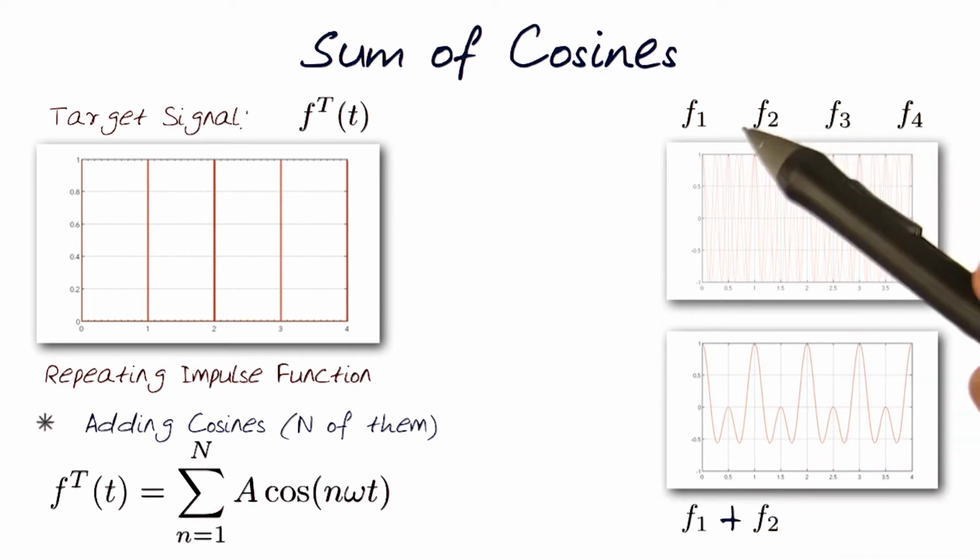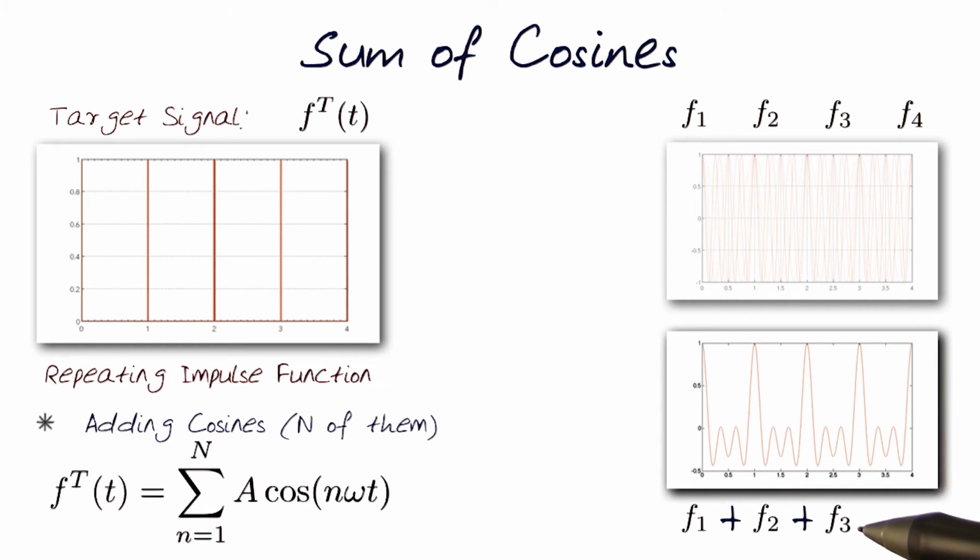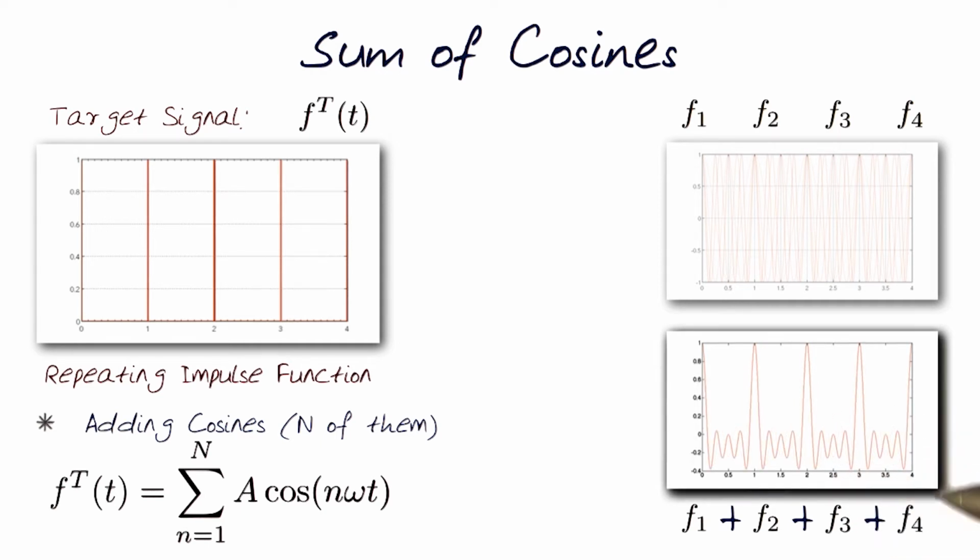If I just add the first two, f1 and f2, this is the signal profile I get. If I add 3, and again here I'm keeping the amplitude constant between 0 and 1, I would basically start seeing this pattern. f4, this pattern. You saw that in the exercise we just did.